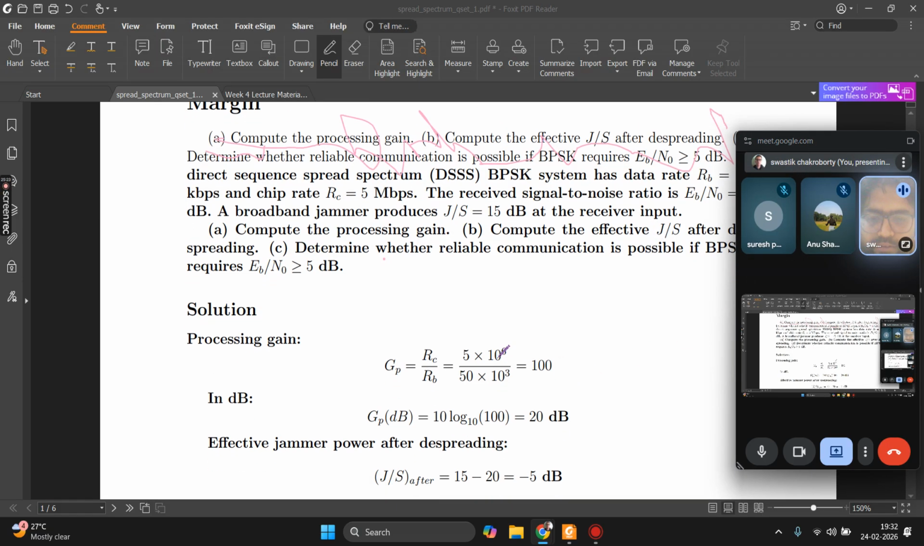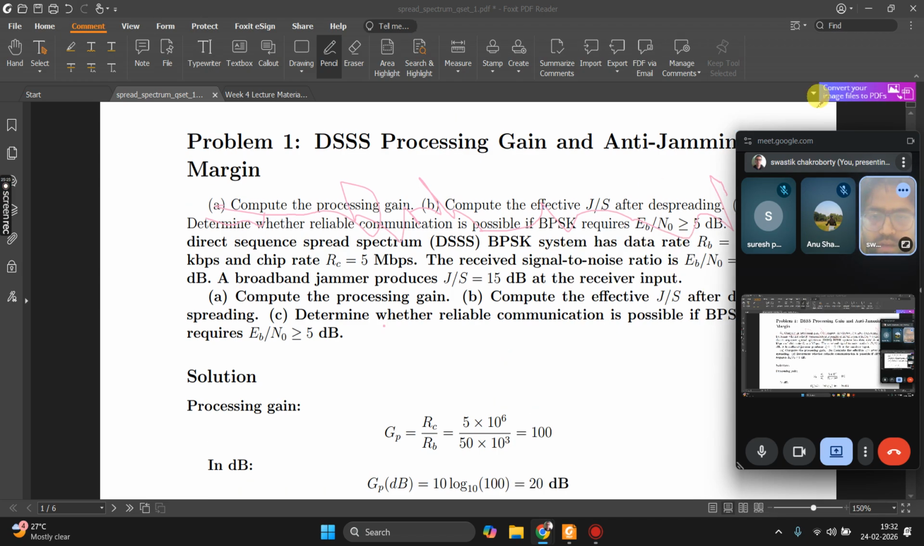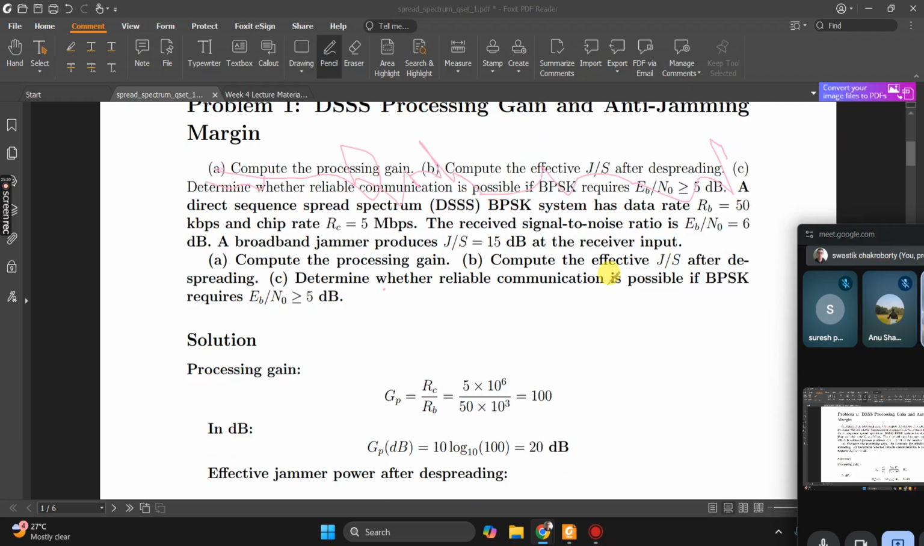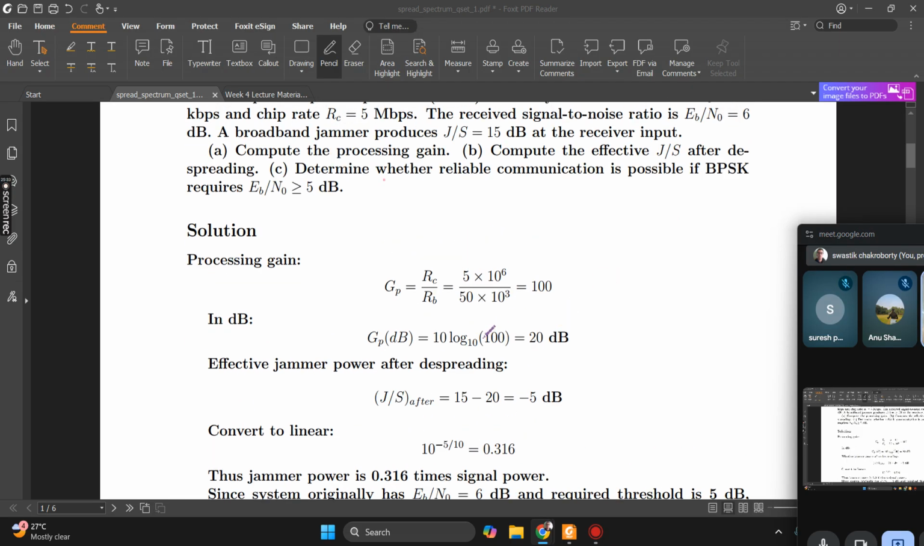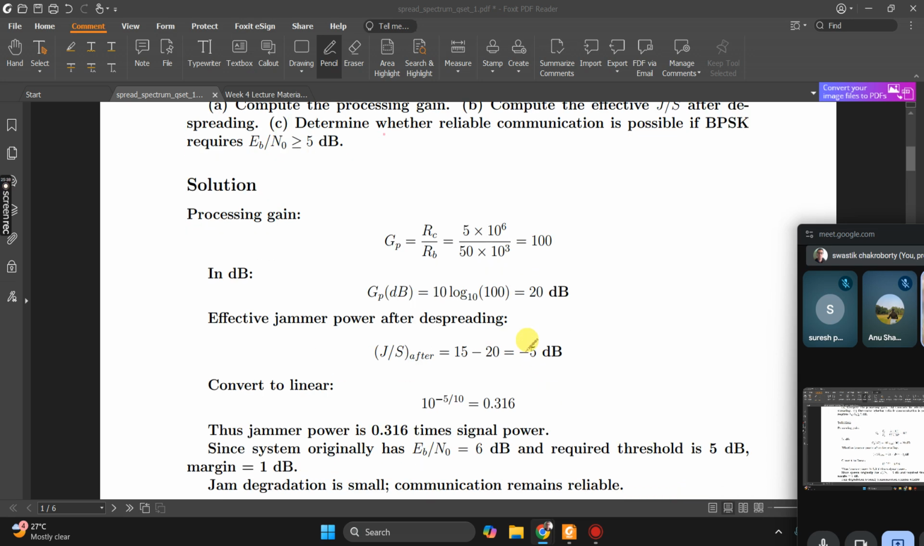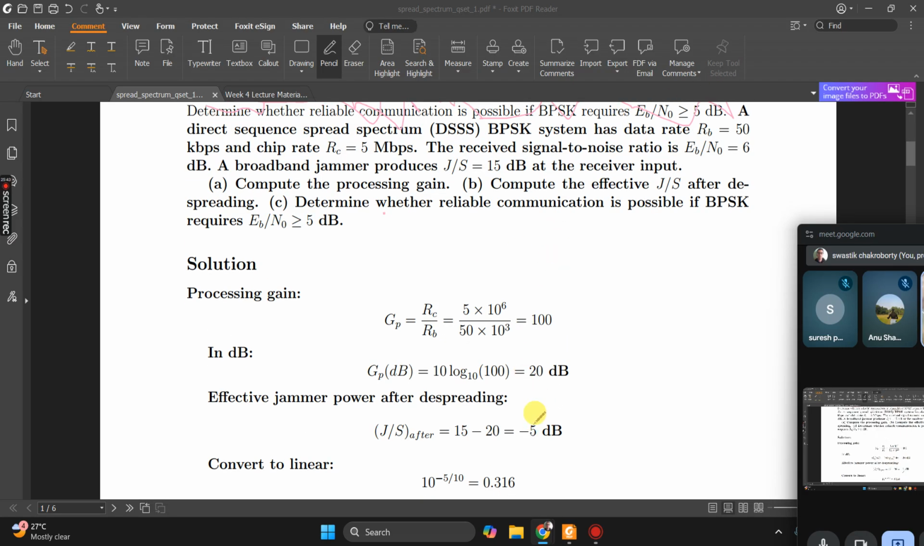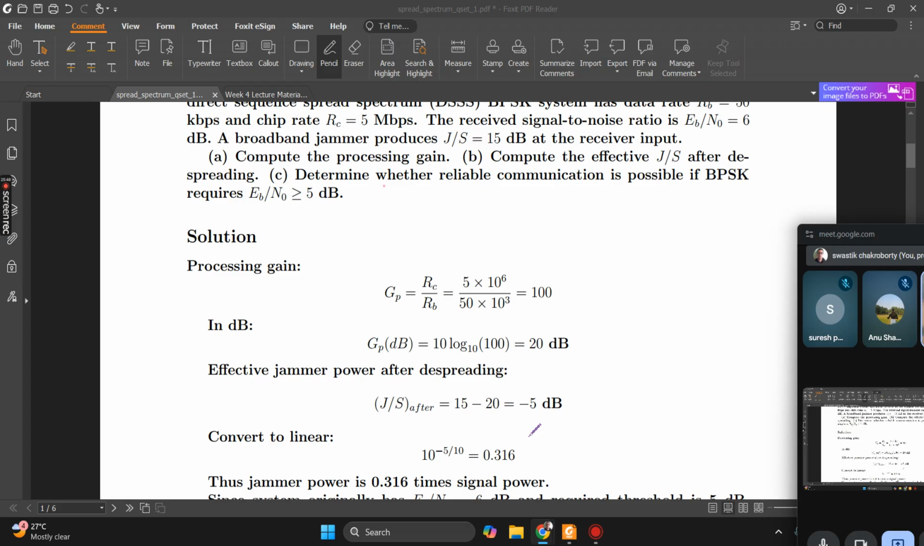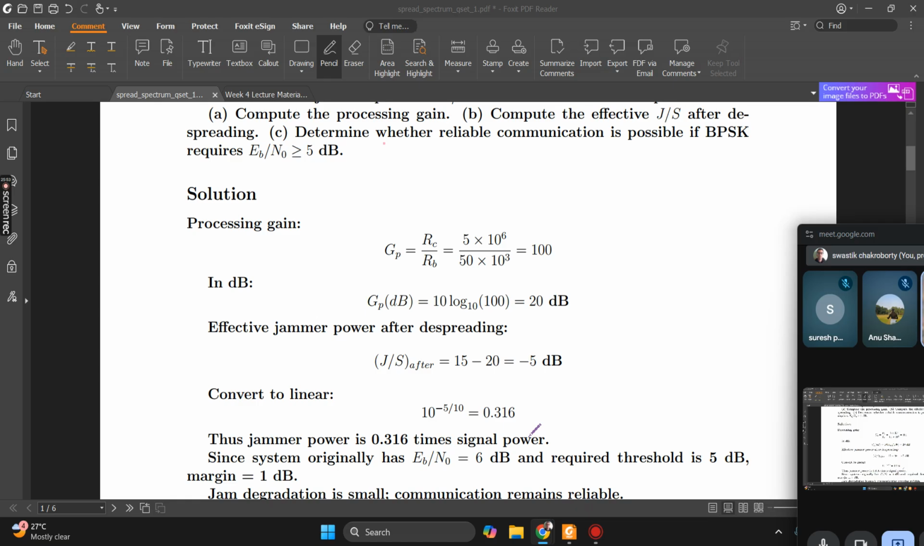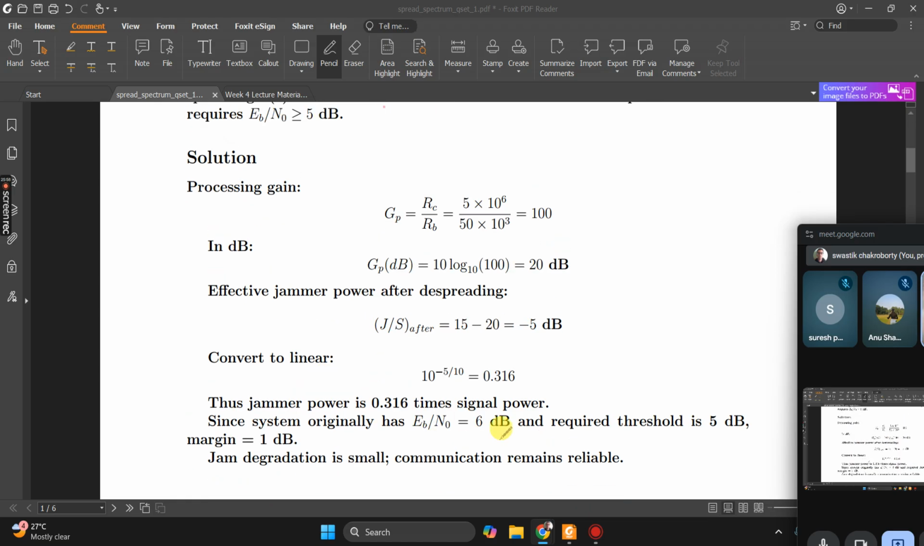So next is the effective jamming power after despreading. After despreading, the effective jamming power, which was 15 dB previously, will be reduced by 20 dB, so minus G. So the effective jamming power, jamming power by signal power, will be minus 5 dB, which is 0.316. Thus the jammer power is 0.316 times the signal power.